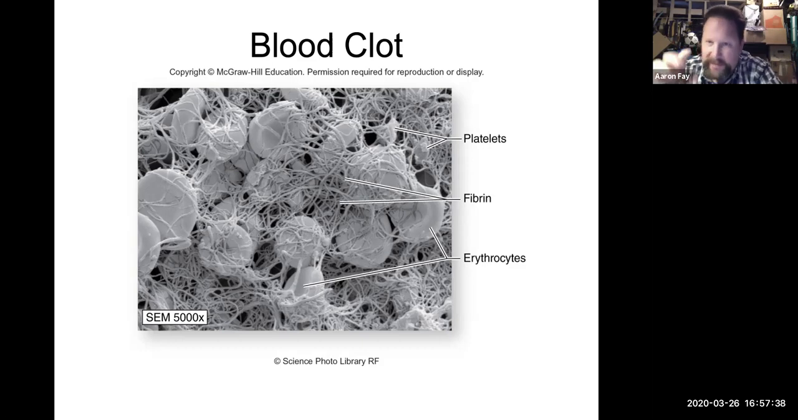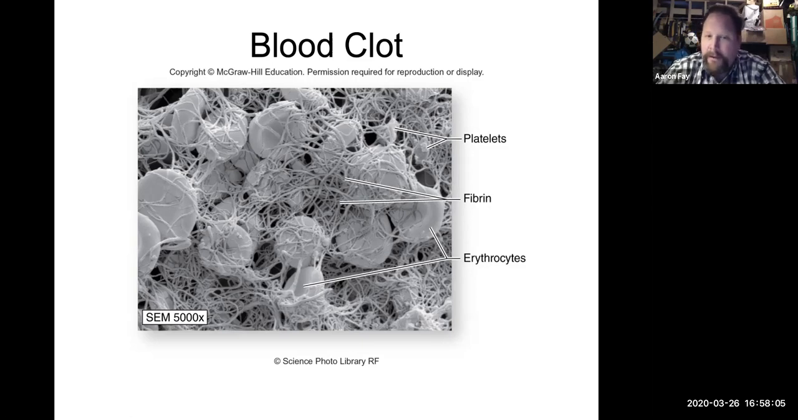Fibrinogen is dissolved inside your blood and is constantly circulating. When the clotting cascade is activated, fibrinogen turns into fibrin. Fibrin makes this big tangled rat nest of protein. So fibrin mixed with platelets and red blood cells is what actually makes a blood clot, and that's what's actually going to plug the hole in our circulatory system.